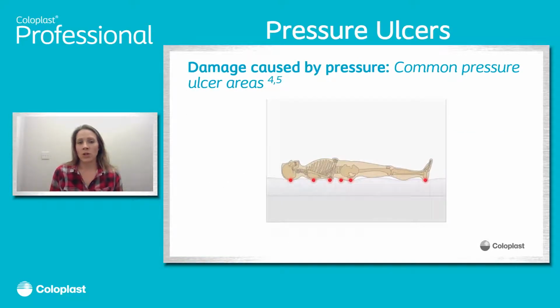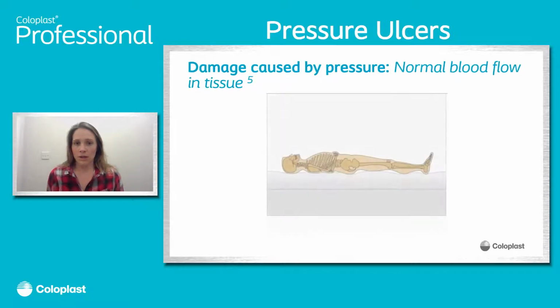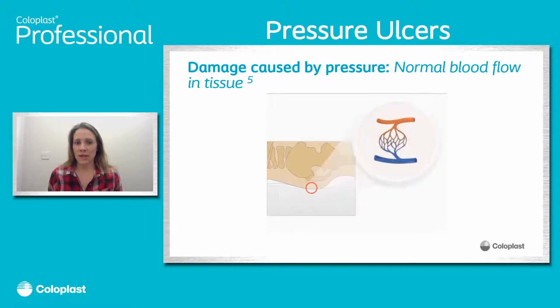So I'd like you to have a look at this image on the screen at the moment, and the red dots highlight the typical areas of pressure if somebody is laying flat on their back in a hospital bed, for example. We're going to zoom in here and just have a bit of a closer look at what a normal blood flow can look like. And you can see here that there's a good capillary exchange of blood and no significant problem.